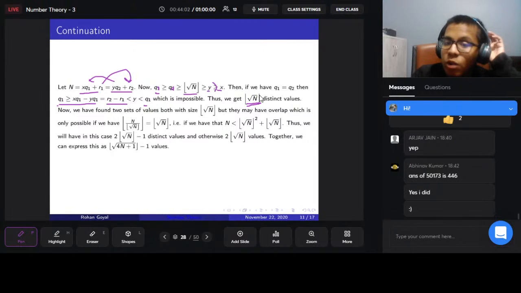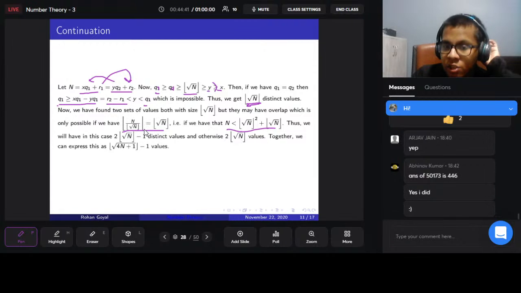Now we have found two different sets which each give us floor of root n distinct values. But do they have overlap? Maybe both of these sets have floor of root n, but we are getting something like this. We are getting one value floor of root n in both sets. So we have to consider when this case is true. If this is true, we must have this. Thus we'll be able to remove one value because it occurs in both sets. So our total number of values will become 2 of floor of root n minus 1.